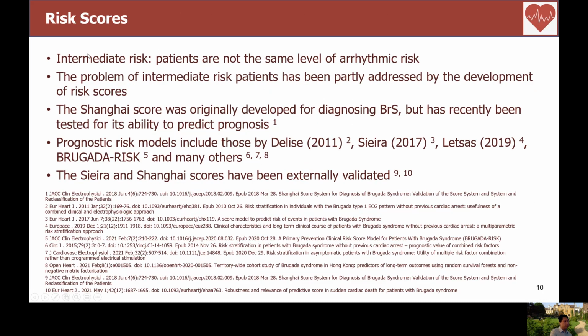So as we now come to be aware, the intermediate risk patients are the most problematic. Are we going to put in an ICD or are we not going to put in an ICD? So invariably, we're going to make some incorrect decisions. So we try to improve upon the risk stratification by developing risk scores. One of the scores, the Shanghai score, was originally designed for diagnosing Brugada syndrome, but recently has been tested for its ability to predict prognosis. And over the past years, various groups have developed multi-parametric risk scores, but not many have been externally validated.